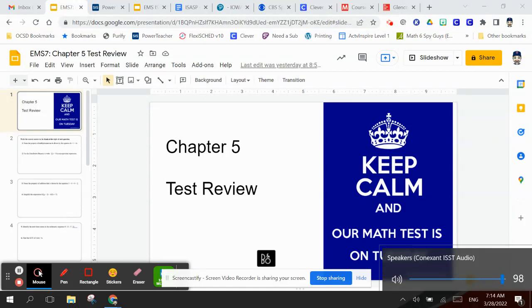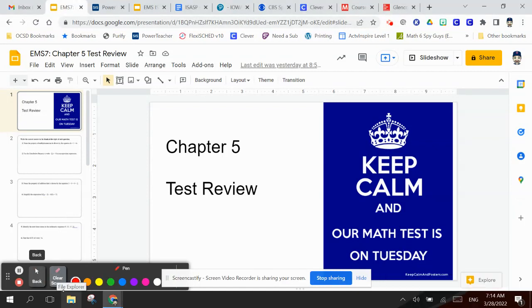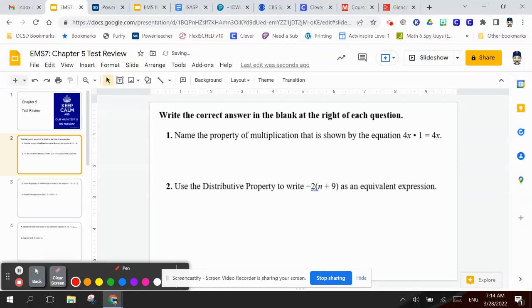Chapter 5, Test Review. Number 1, it says to write the correct answer in the blank at the right for each question.